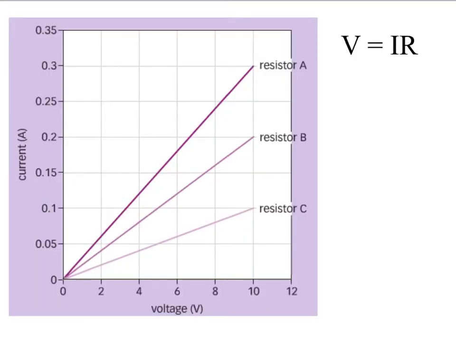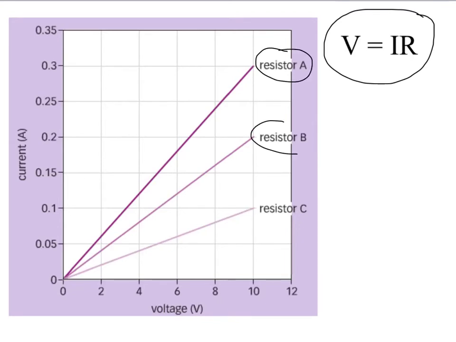The components that follow Ohm's law, or follow this relationship, can give us a lovely looking graph. The components for Ohm's law will always give us a straight line that passes through the origin. It's easy for us to work out the resistance of each of these resistors. We've got resistor A, resistor B, and resistor C. Now, if we want to work out their resistances, we need to do the voltage divided by the current.